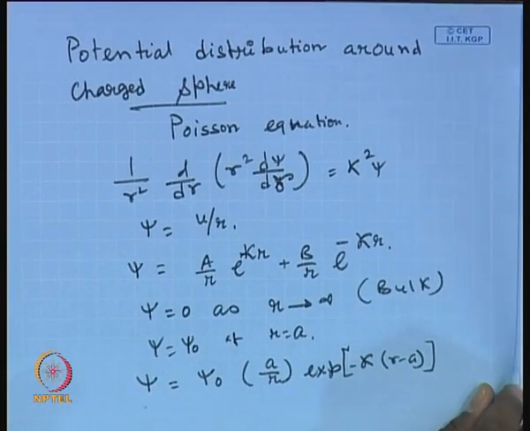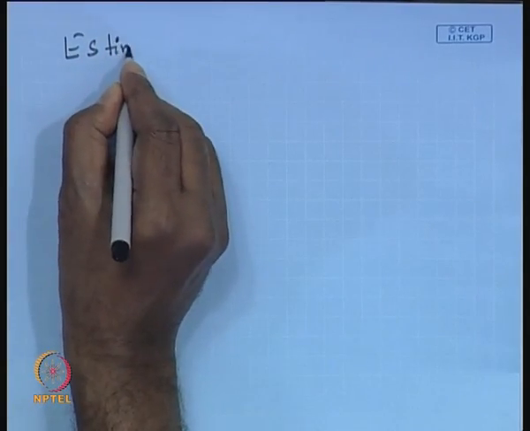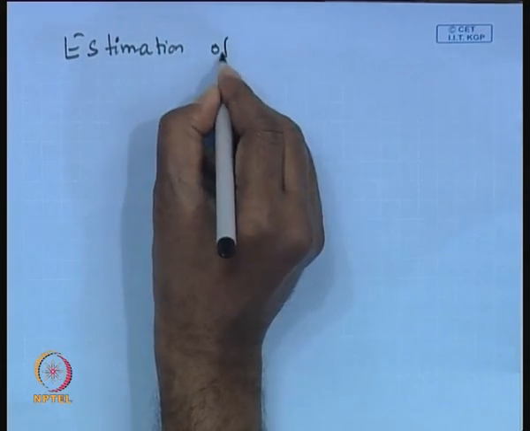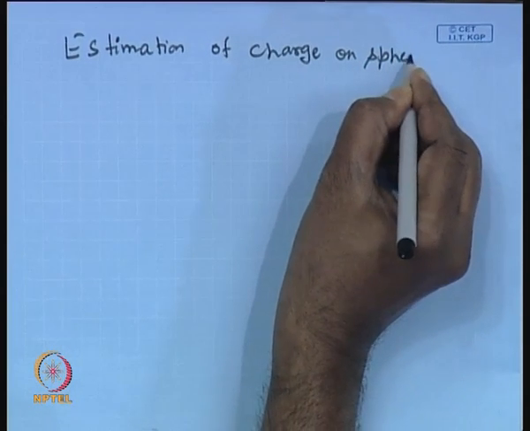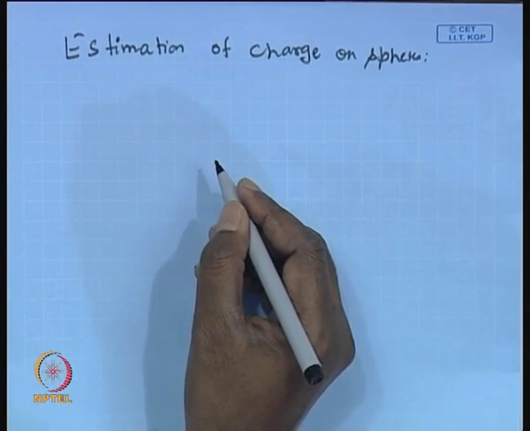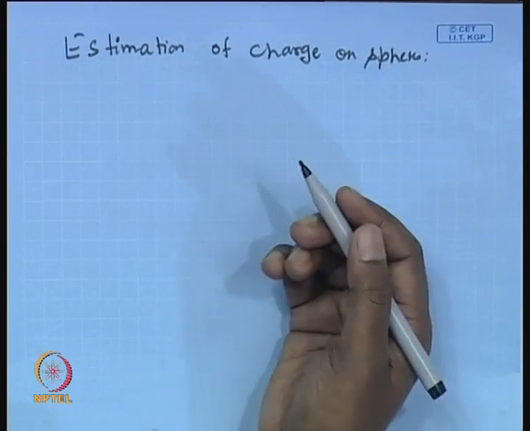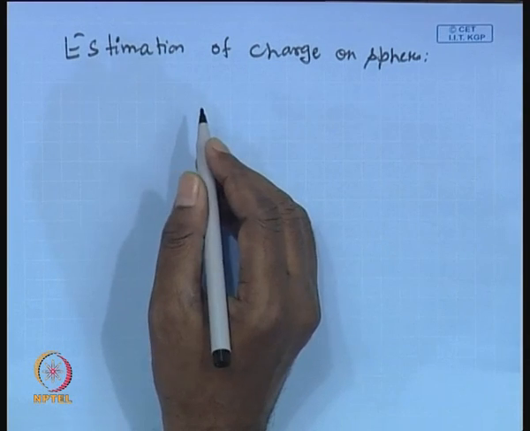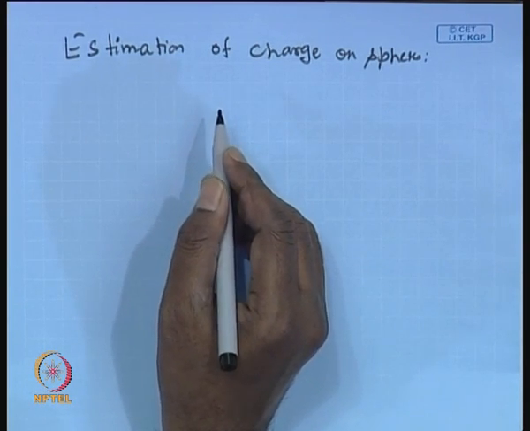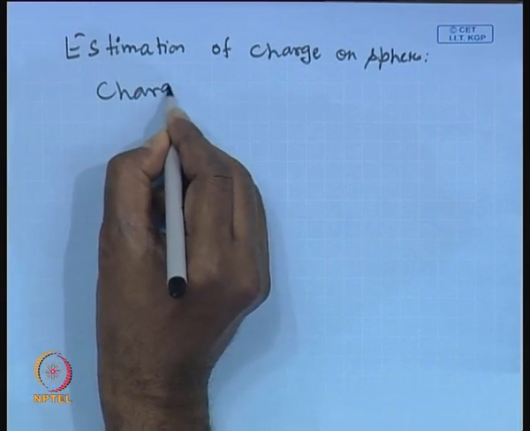Now, in this class we will define the net charge residing on the particle and how the electrophoretic mobility will be estimated. Okay. So, next we will see the estimation of charge on the sphere. If you know the potential distribution, you can estimate the charge residing on the charged sphere. So, one can carry out a charge balance.